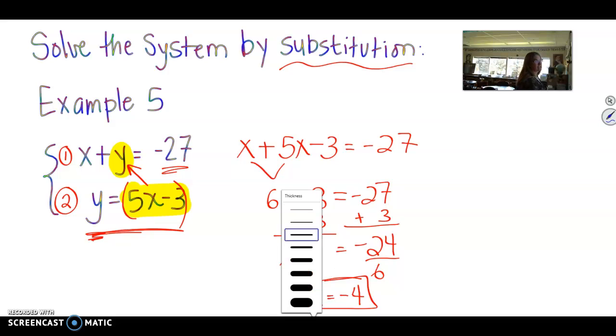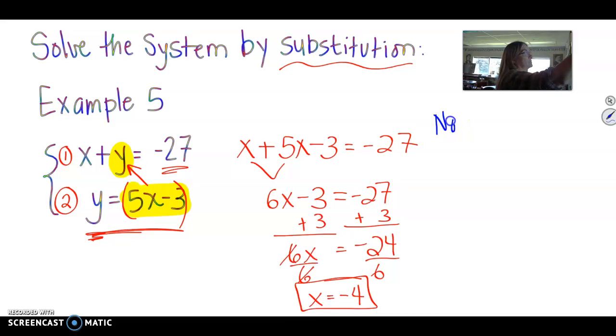And then the next step that we're going to do is we've solved for x. Now we're going to solve for y. To do that, you pick either one of the equations. I'm going to pick equation 2 because this is already solved for y.